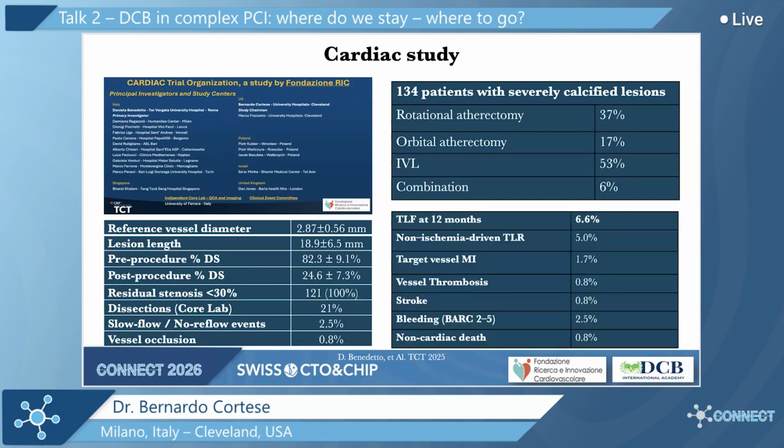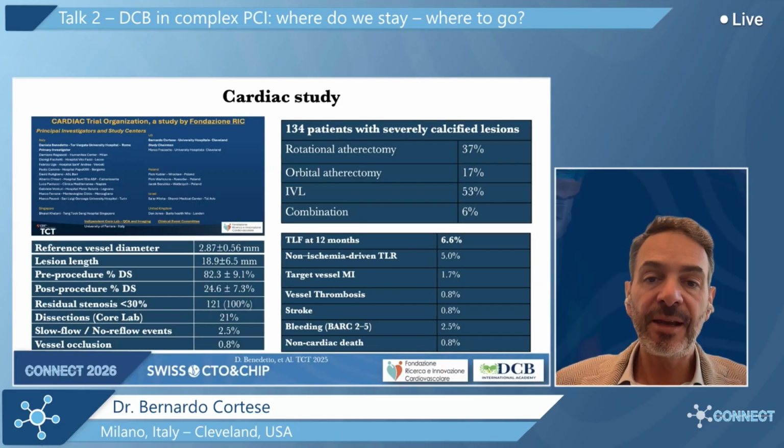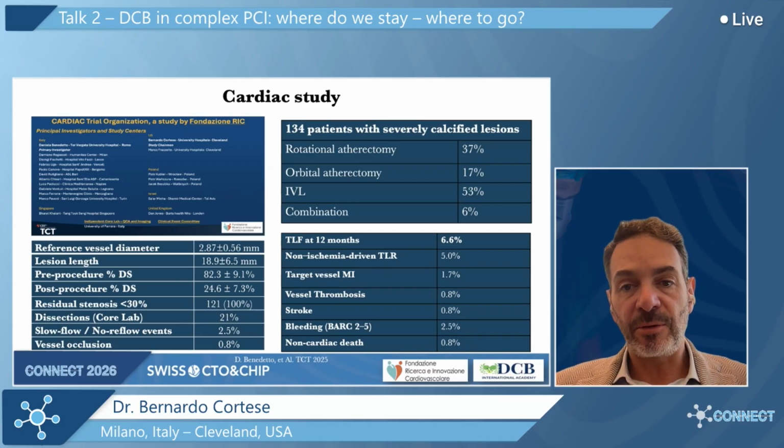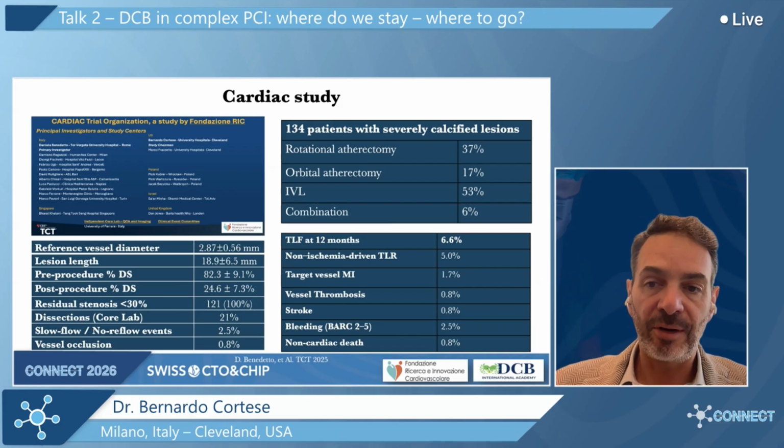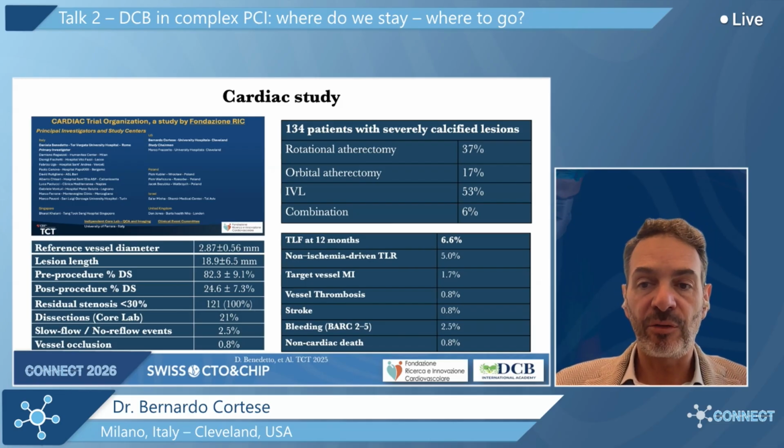Very interesting, the post-procedural percentage diameter stenosis was as low as 24%, meaning that a good lesion preparation was pursued with this strategy. Dissections were 21%, so nothing specifically difficult. The other information that we gathered from the cardiac study is that the TLF at 12 months is quite low, 6.6% for these complex lesion settings, and we did not have cases of subacute or late thrombosis in the treated segments.